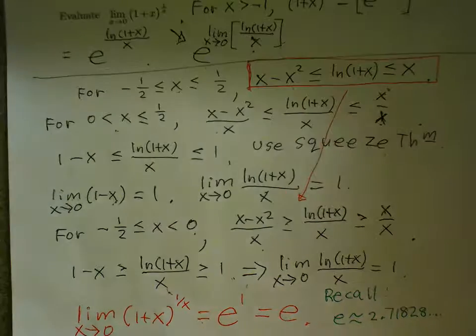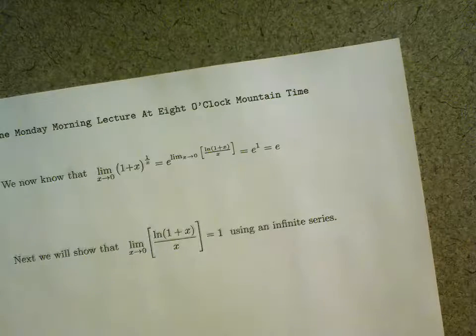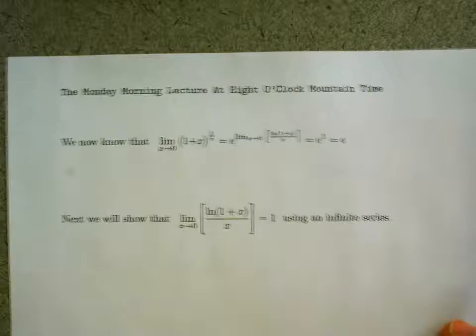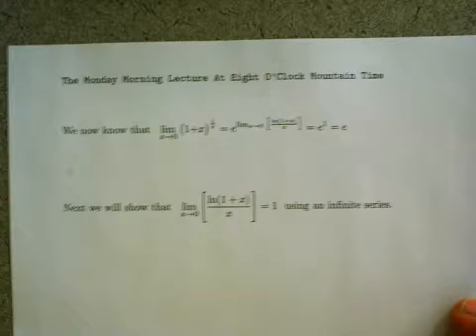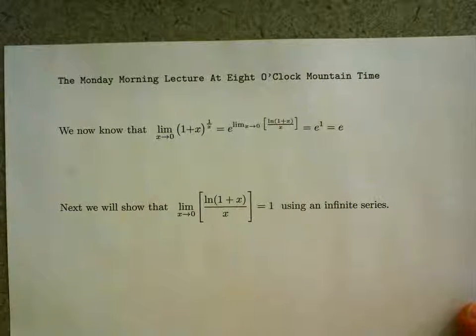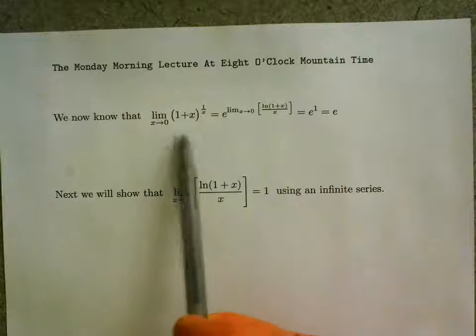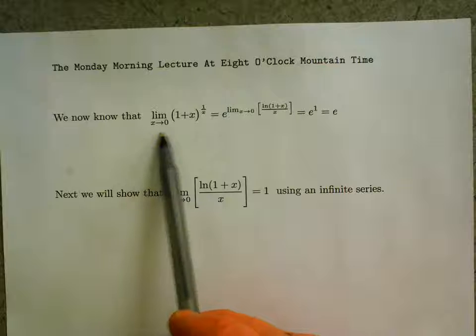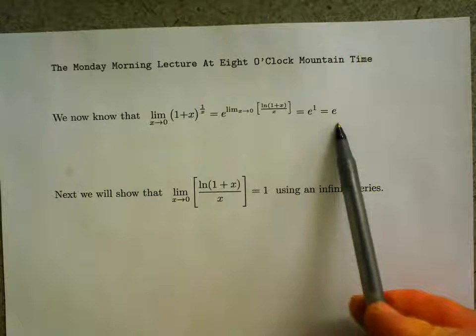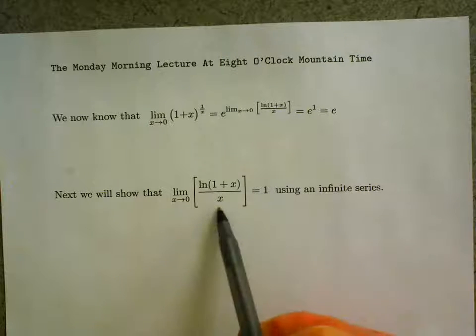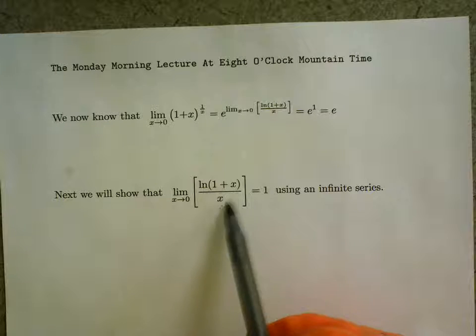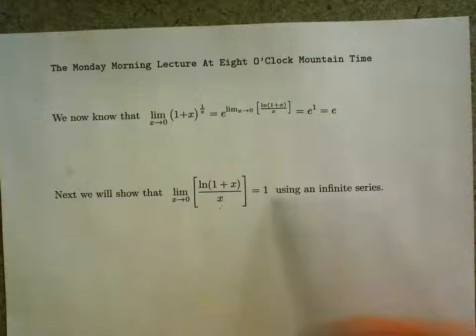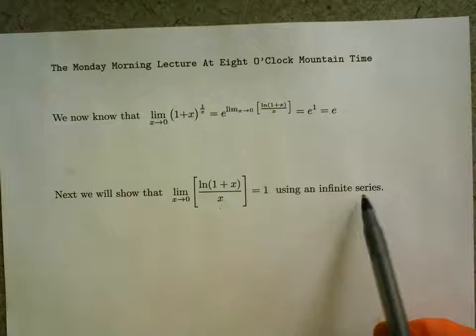Okay, the next page. Well, we'll consider the same problem, but a different method. We do know that the limit of 1 plus x to the 1 over x as x approaches 0 is equal to the number e. But this time we'll show that the limit of the natural log of 1 plus x over x as x approaches 0 equals 1 by using an infinite series.